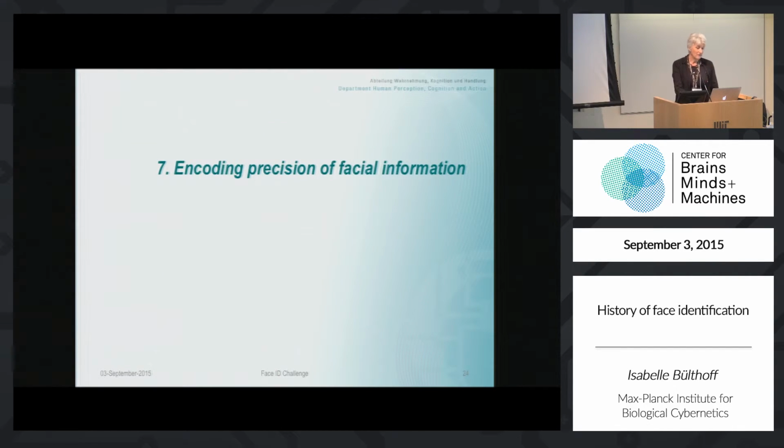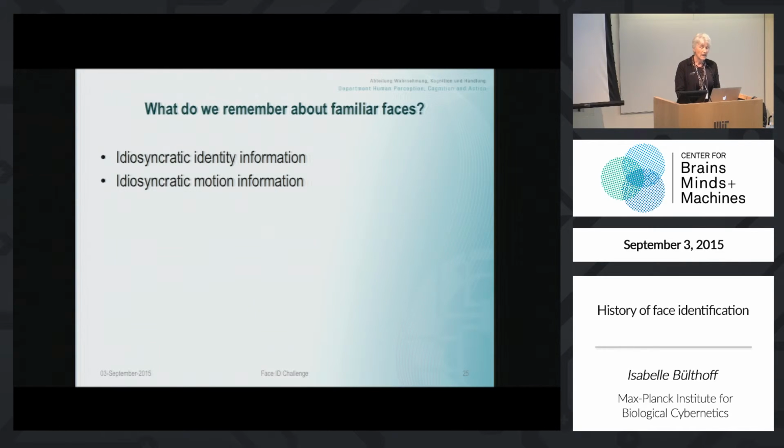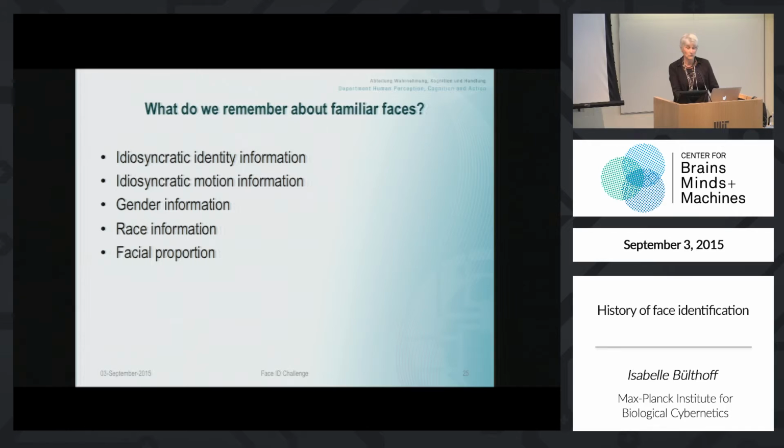Yes. Then the last part is something that I've done in my lab. If you want to recognize a face, you have to compare with what you have encoded about this face. So what we investigated is, what do you really remember about really familiar faces, personally familiar faces? What you remember is idiosyncratic information about their identity. If you see moving faces, it would also be about motion. But you have other kinds of information, like the gender, the race, or the facial proportion.